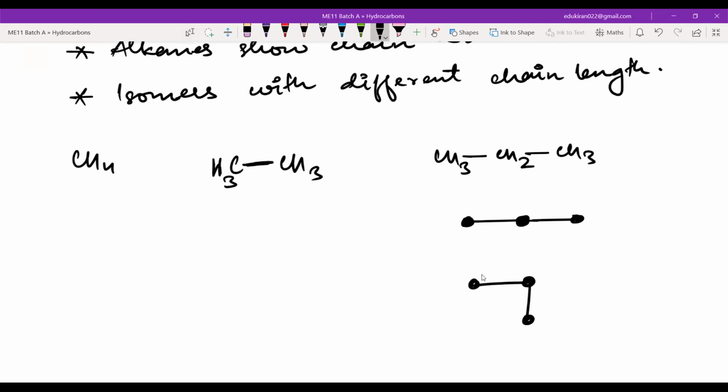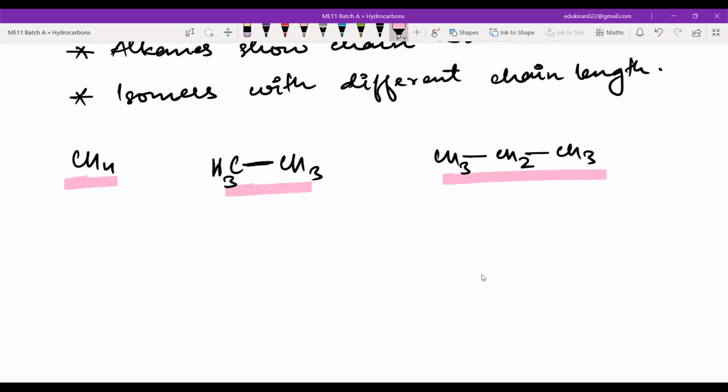Correct. But again, what I'm writing is CH3, CH2, CH3. So it is again propane. It is not a different structure. So even if we have 3 carbon atoms, all of this will not have any chain isomer. Methane, ethane, and propane don't have any chain isomerism.